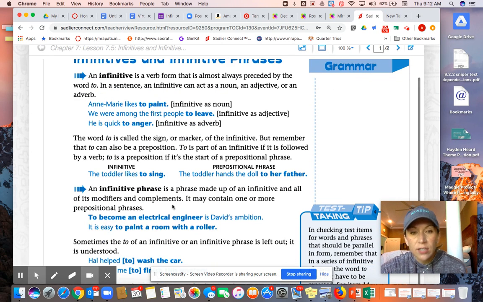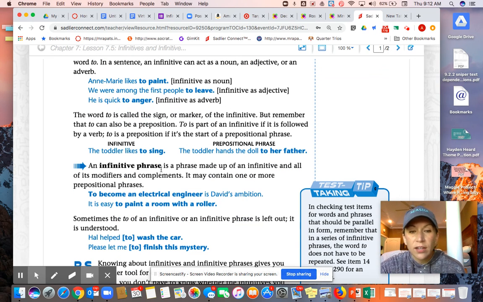The next thing you need to make sure that you know is this part. To, we just talked about at the beginning of this lesson. To can be the beginning of an infinitive if it comes before an action verb. To can be the beginning of a prepositional phrase if there is an object at the end of the sentence, okay? And then lastly, an infinitive phrase is a phrase made up of an infinitive and all of its modifiers and complements. It may contain one or more prepositional phrases, okay?